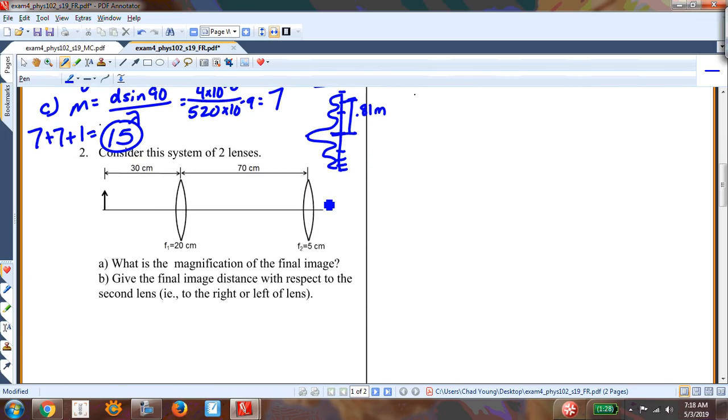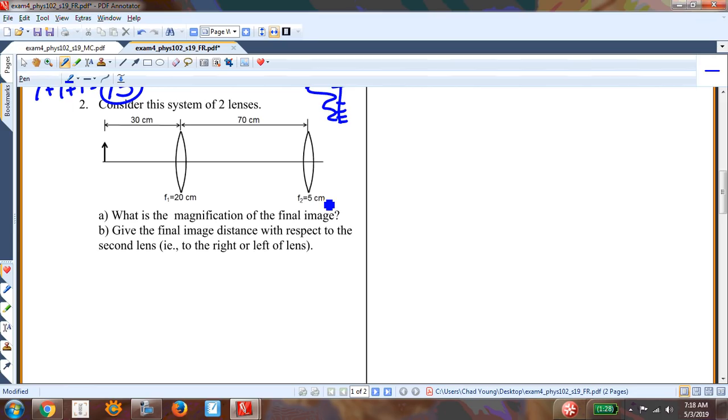Consider this system of 2 lenses. What is the magnification of the final image? So for A, I first have P1, F1. I want to find Q1. That's going to be 1 over F1, that's 1 over 20, minus 1 over 30. The inverse of that, let's see, that's 3 over 60 minus 2 over 60. It's 1 over 60, so Q1 is equal to 60 centimeters.